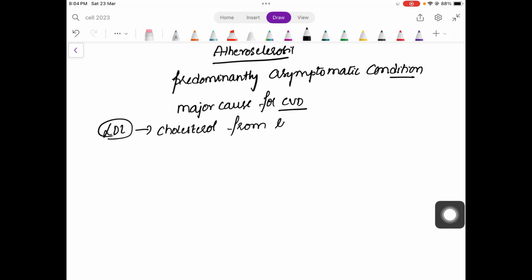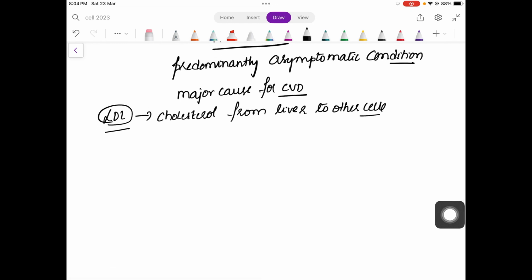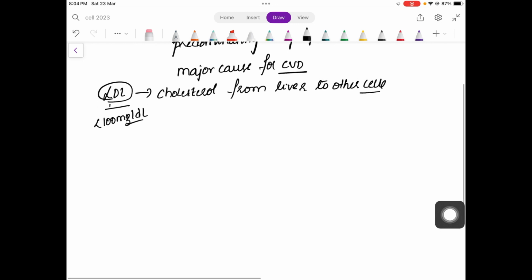from liver to other cells. Whenever these LDL levels increase, that is, the normal LDL level in the blood should be less than 100 milligrams per deciliter. Whenever it is greater than 100 milligrams per deciliter, there will be a deposition of LDL in the blood vessels, and they will cause atherosclerosis.